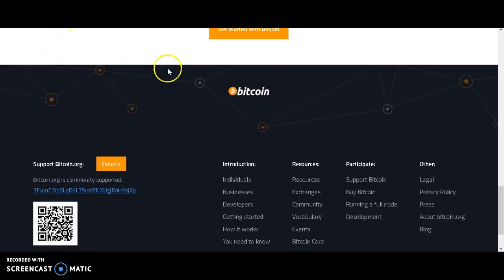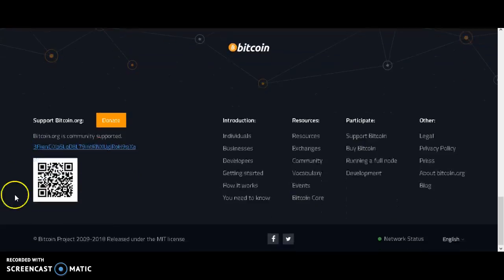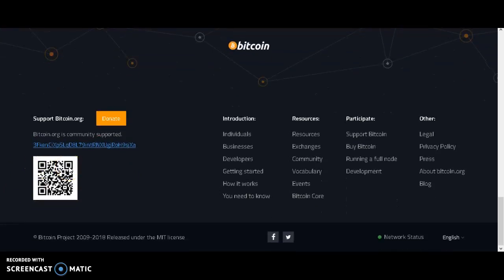And right here, you can see a footer that they have created. The footer includes introduction, resources, participate, and other. You can see here that you can support Bitcoin.org by clicking Donate, as Bitcoin.org is community supported with their own Bitcoin address. You can also scan their code by scanning with your phone.